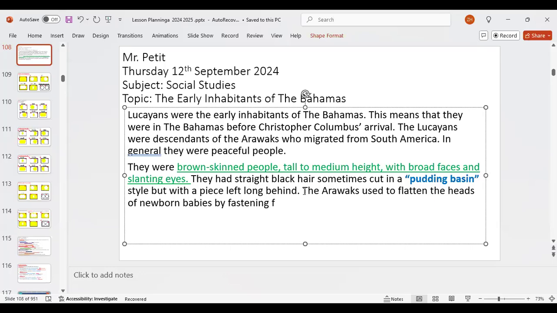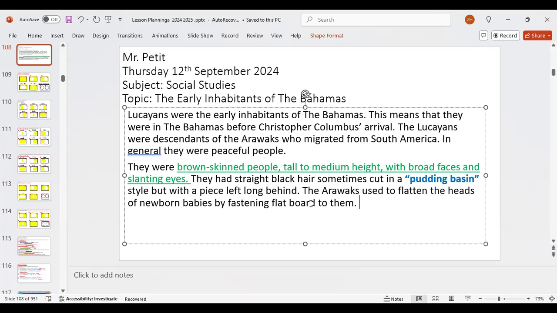Because as they're firstborn, the skin is very sensitive. Because they're babies, their heads are very malleable. It's easy to form. You could easily make it turn into whatever shape you want because the skull is not really hardened as much. But if you did it to yourself now, you wouldn't survive that. The Arawaks used to flatten the heads of newborn babies by fastening flat boards to them.